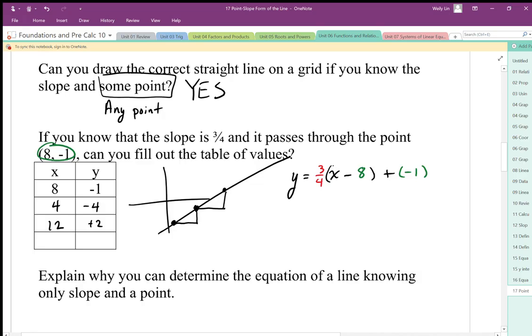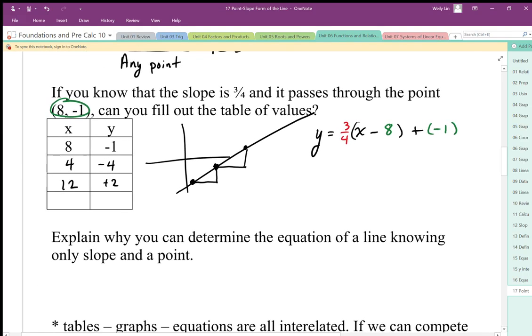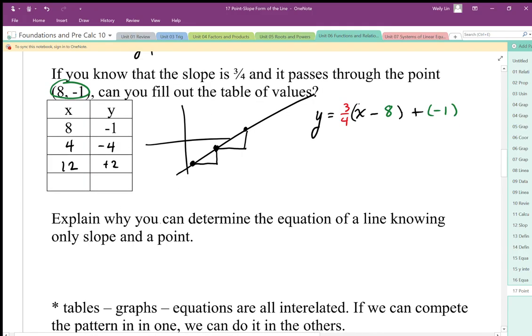So this is my point-slope form. I can fill out the table of values very easily by starting with my starting point and using my slope. I can come up with my point-slope equation, and I can see the progression on a graph. Remember that these three things are always connected. So we can find the equation of the line knowing only the slope and a point, by plugging into the point-slope form of the equation.